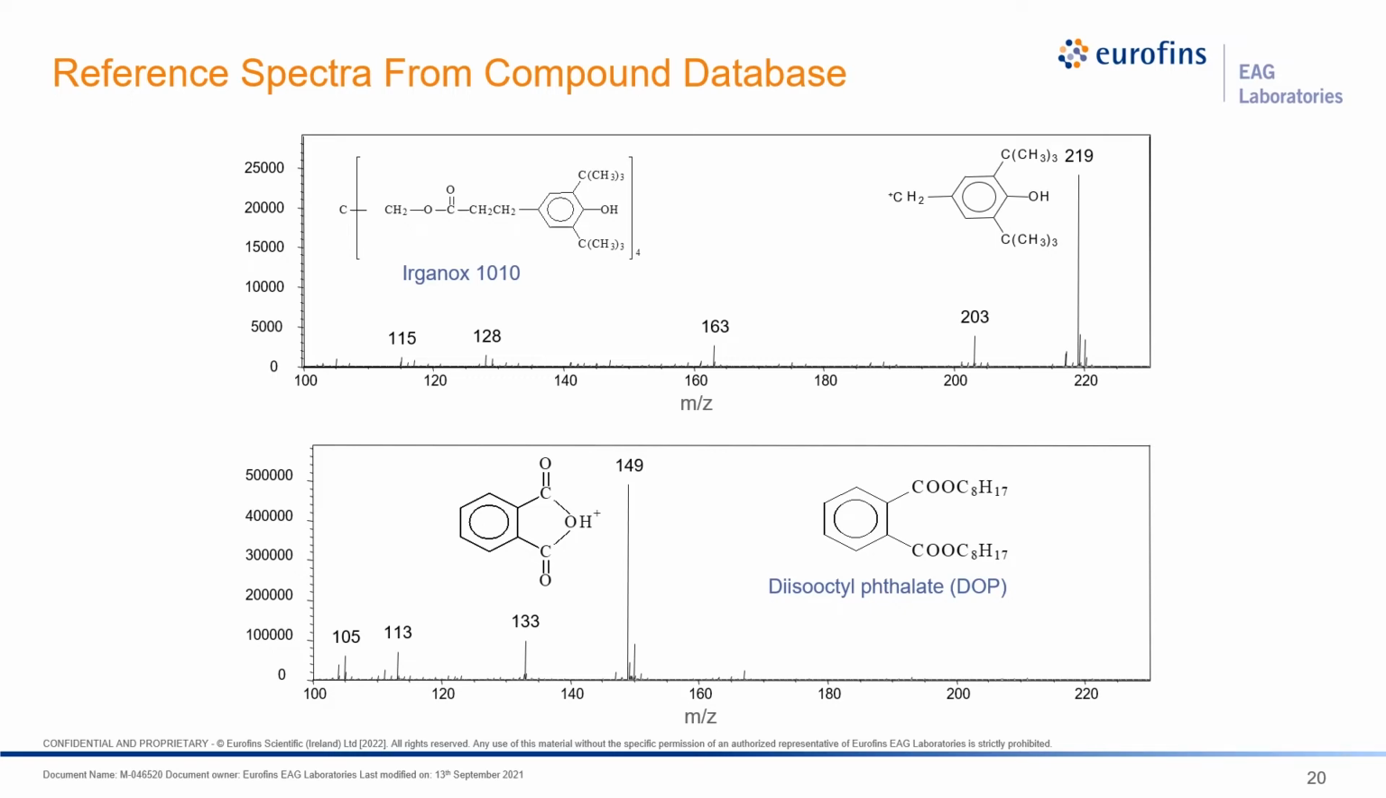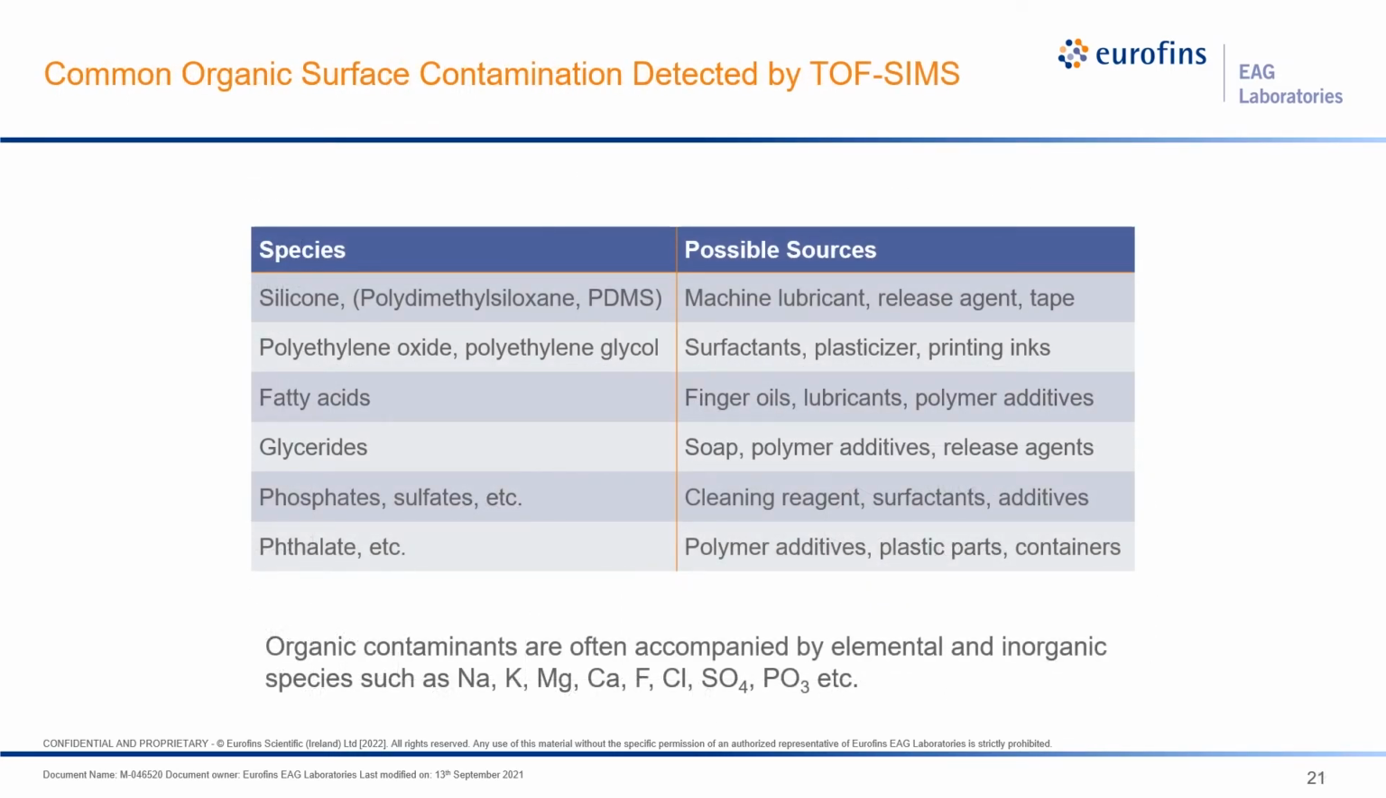Okay, let's talk about some common contaminants. These are contaminants seen across a huge wide range of industries, from aerospace to semiconductors to optics and lasers to medical devices. Again, any industry that has a high level of cleanliness associated with processing samples. Common things: silicones, polyethylene glycol, fatty acids, glycerides, phosphates, sulfates, phthalates.